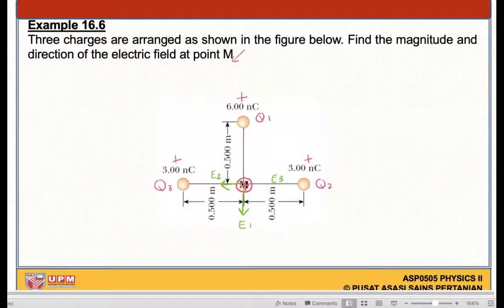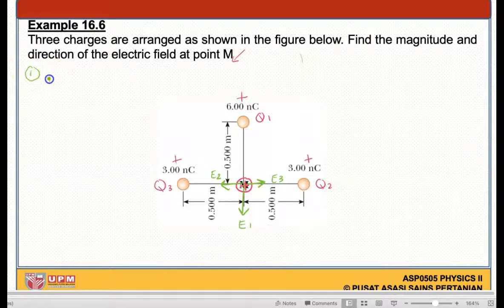How did I know the direction? The direction was determined by my preference: like charges repel, different charges attract. The same way you decide on a force, but now you are determining the direction based on a test charge, which is imaginary. So this is E2 going to the left, E3 going to the right, and E1 going downwards. Now the direction is solved.